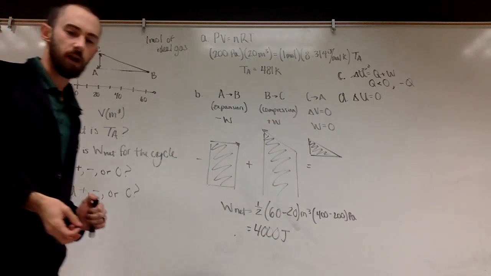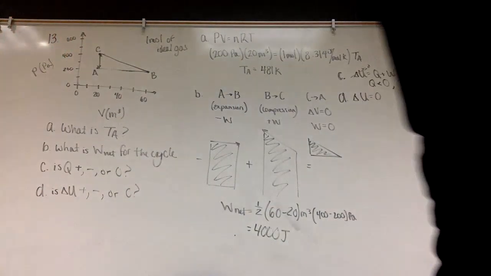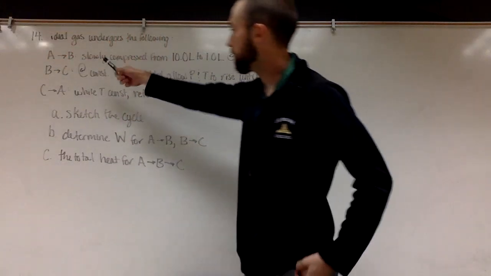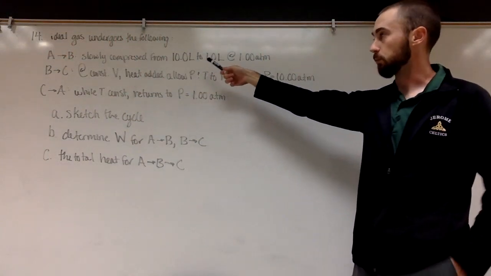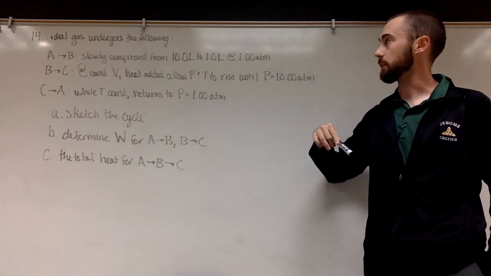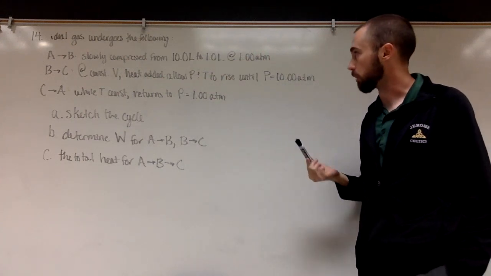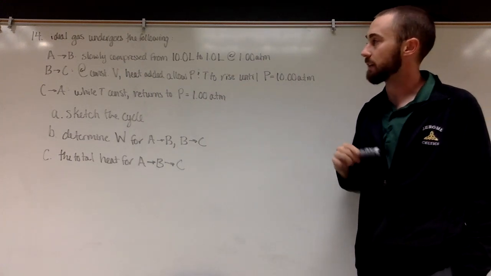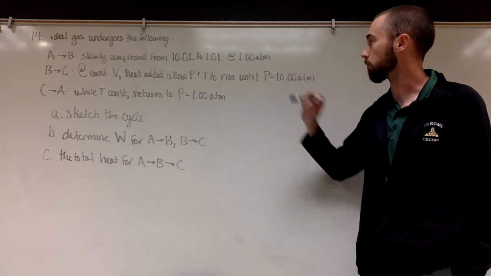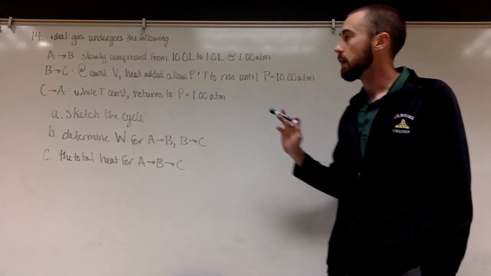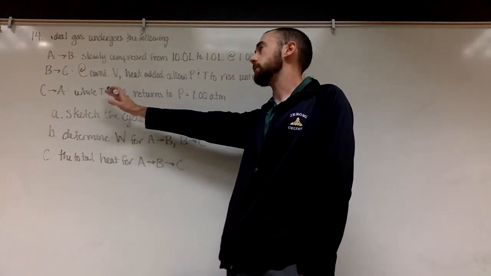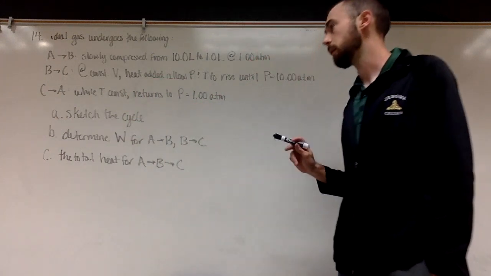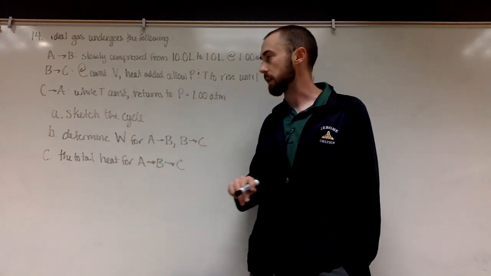Cool. We've got one last one to do before we are done with these practice notes. On this last one, we have an ideal gas undergoing the following. From A to B, it's slowly compressed from 10 to 1 liter while maintaining a constant pressure at 1 atmosphere. From B to C, your volume is held constant and heat is added so that pressure and temperature rise until pressure is equal to 10 atmospheres. And then while your temperature is held constant, it returns to its initial pressure of 1 atmosphere.